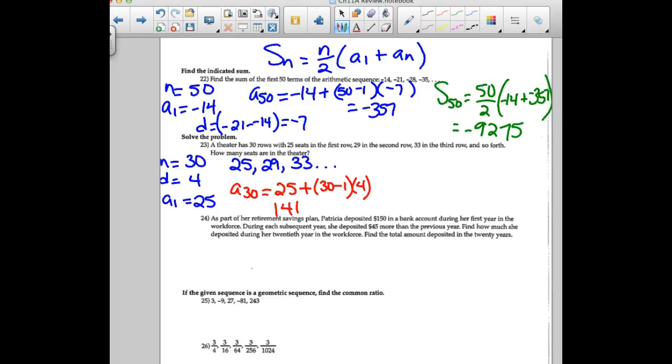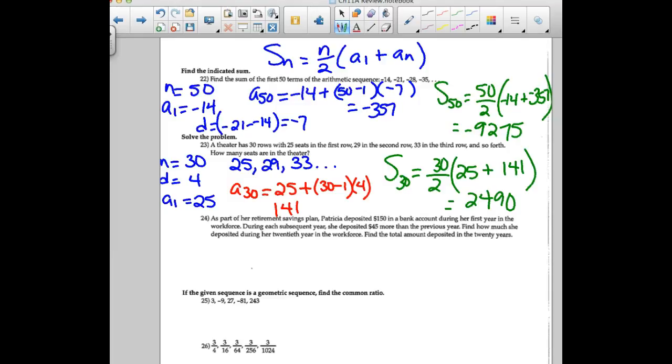All right, now we can plug it into our summation formula. We have 30 rows, we're pairing them up. Each pair has a sum of first term plus last term. So we have 15 times 166, we get 2,490.